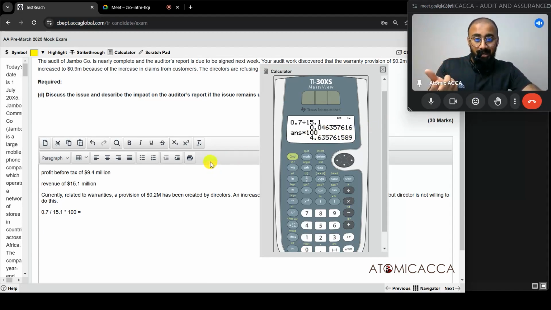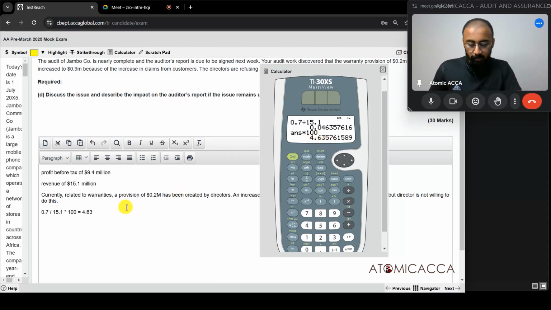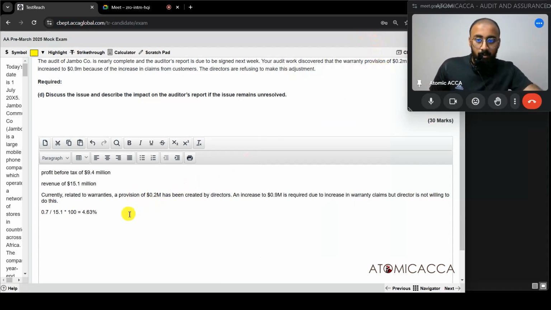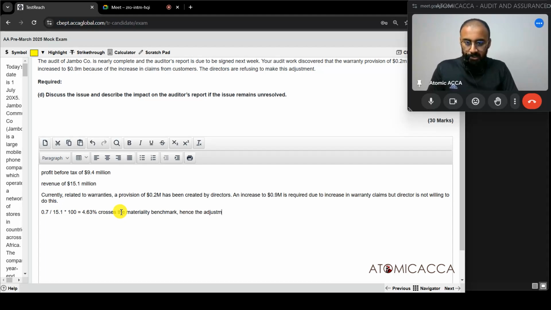0.5 percentage is the materiality limit. We already got 4.6 percentage, which means revenue is enough. Now you don't have to calculate for profit before tax also to claim that it is material. Only one thing has to be met. So 4.63 percentage crosses the materiality benchmark. Hence, the adjustment is a material amount. Now, as per IAS 37, what does the accounting standard say?